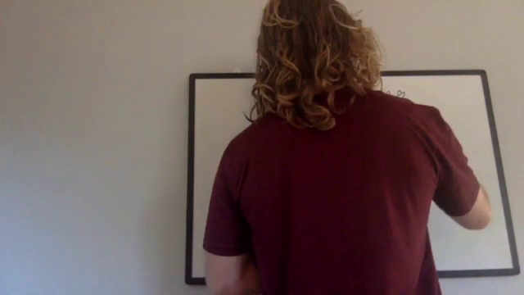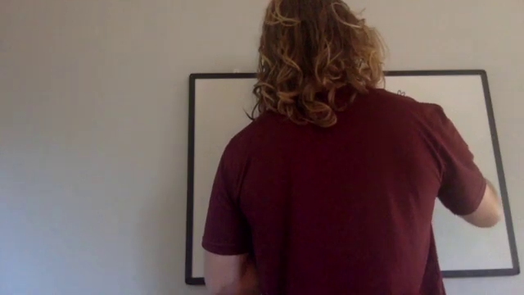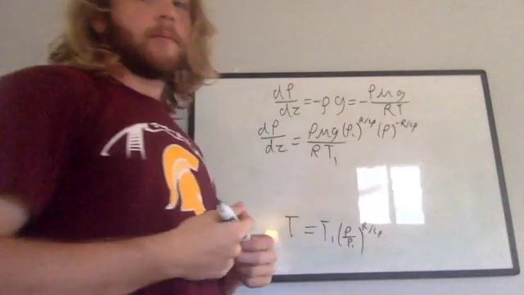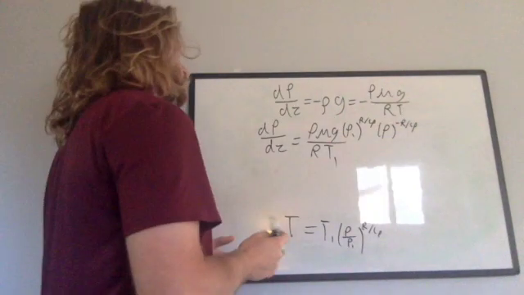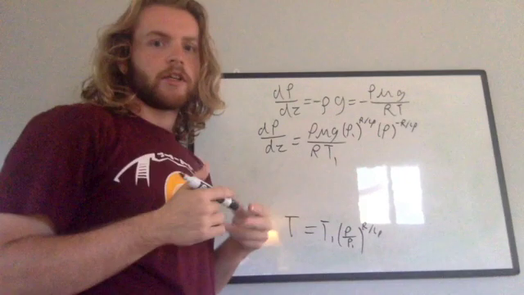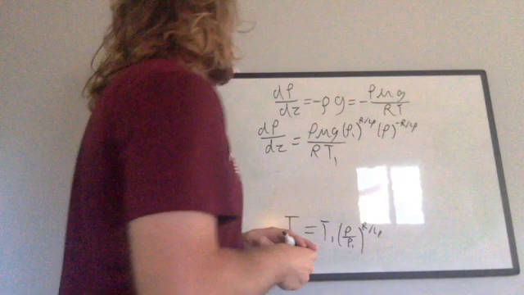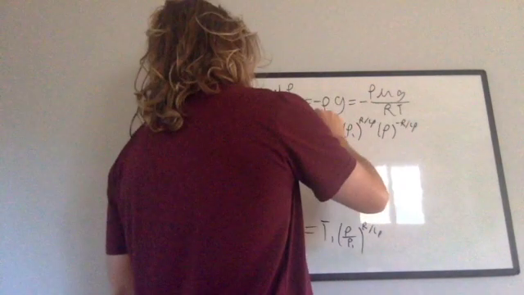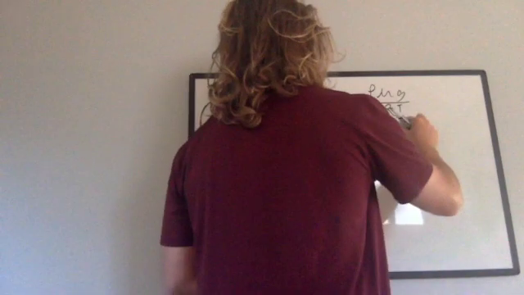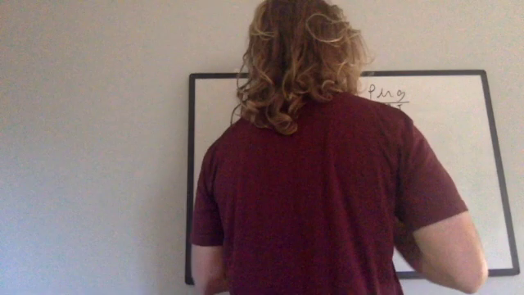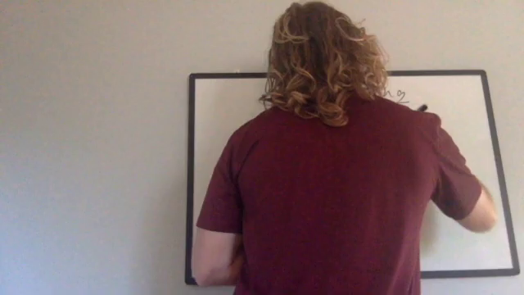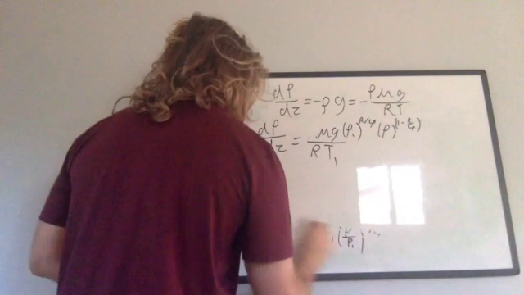P to the negative R over CP. And since we have this pressure right here, we can go ahead and make this a 1 minus R over CP, right? Since pressure times a pressure is pretty much just going to raise the exponent to the plus 1. So we can go ahead and do that. We'll erase that one right there, and we'll make this 1 minus R over CP, 1 minus R over CP, like so. Go ahead and erase this down here.